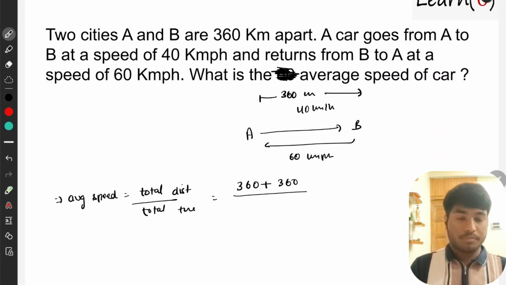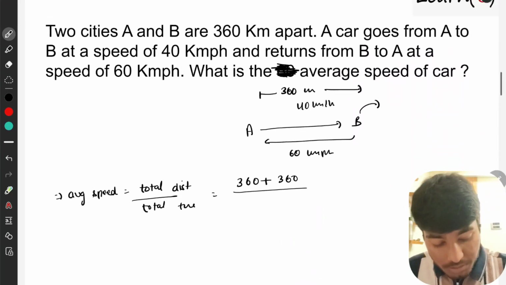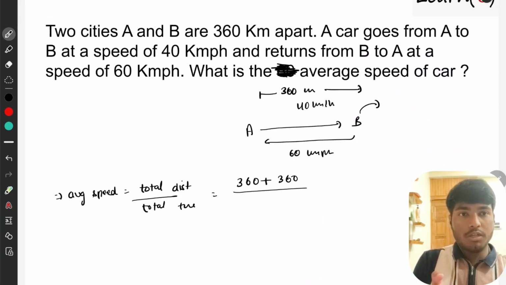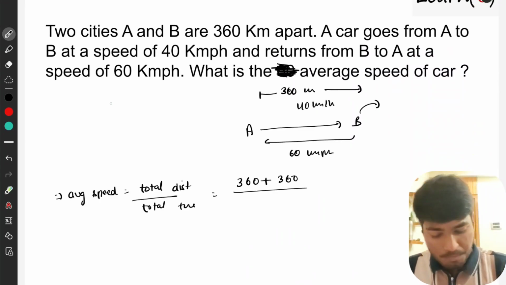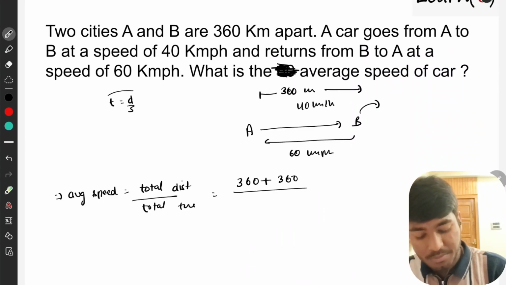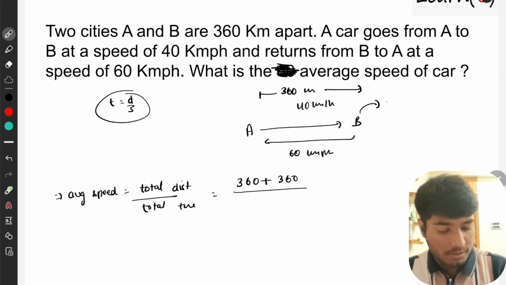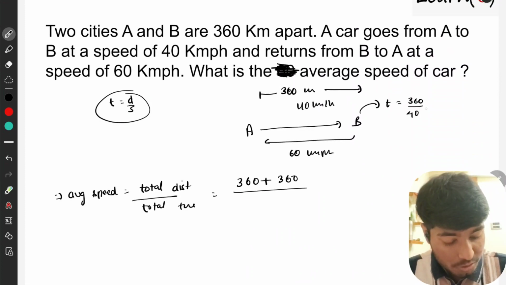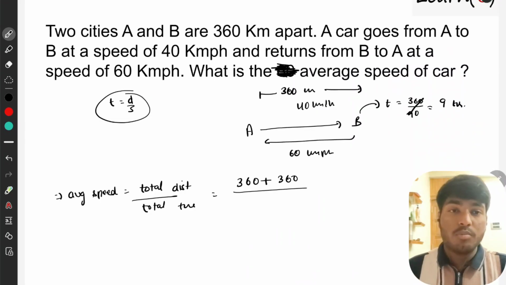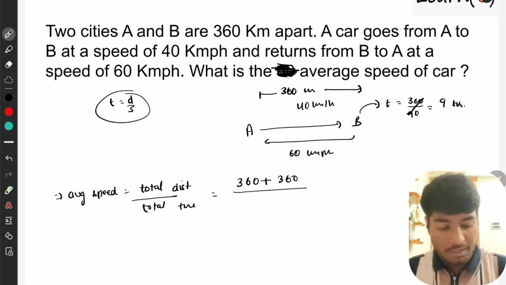Is that clear? Okay. Now what is the time taken while going from A to B? Remember, time is equal to distance by speed. So I can say that time to go is equal to the distance 360 upon the speed with which it is going, that is 40. So this gives me a value of 9 hours. How much time is it taking to go? 9 hours.